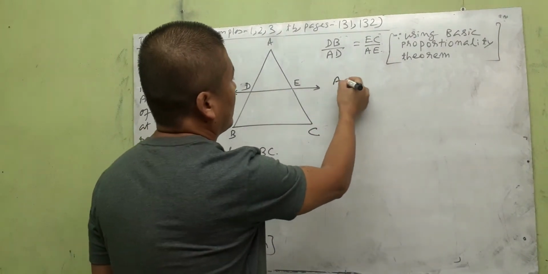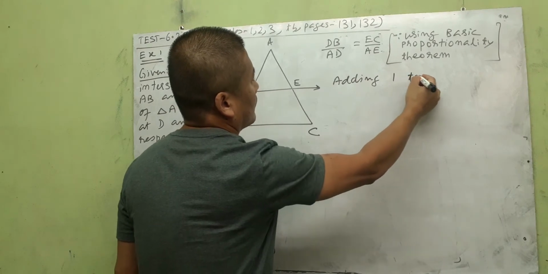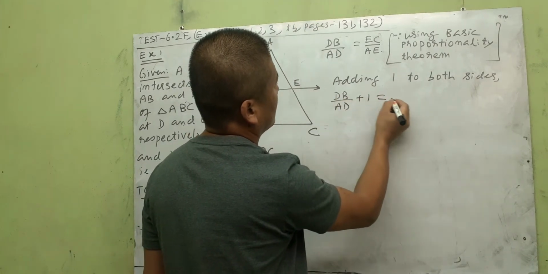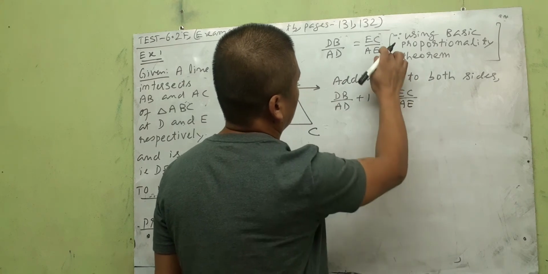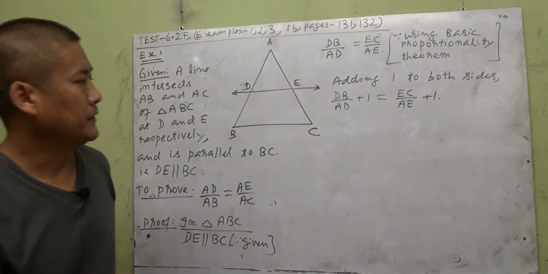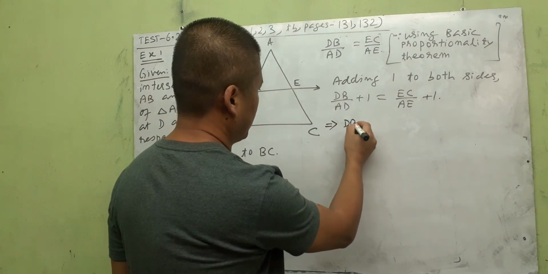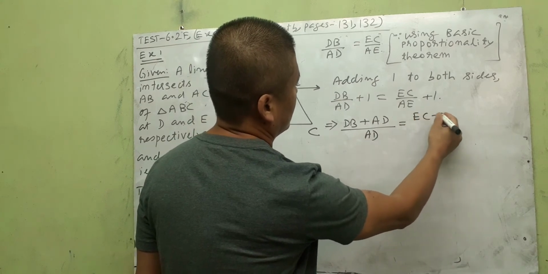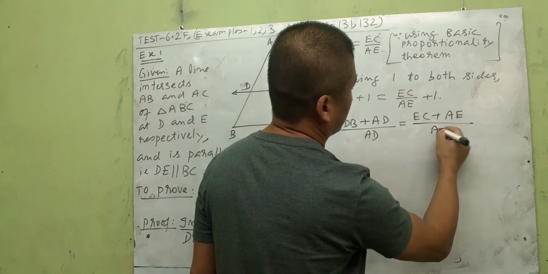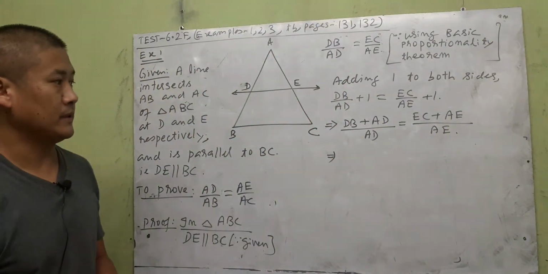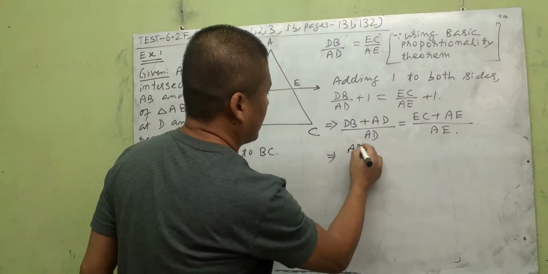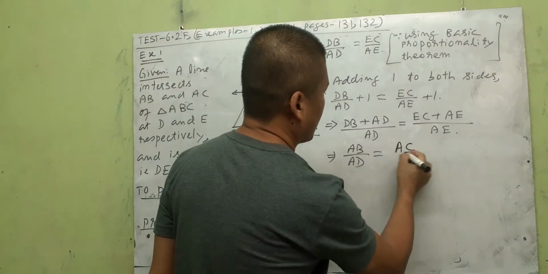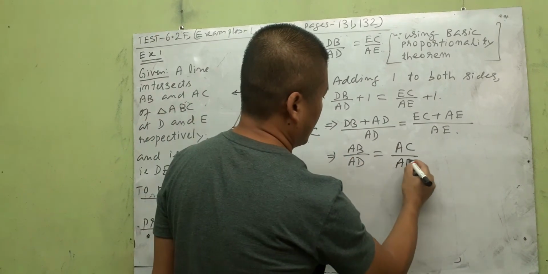Now adding 1 to both sides, let us do that. The meaning is DB by AD is added to 1, and right hand side also EC by AE is added to 1. That's allowed, right? If you do that, then you're going to get here, by simplification, AD into 1 is AD. Then EC plus AE into 1 is AE. So that will give you DB plus AD. So DB plus AD is the full line AB by AD, and EC plus AE is the full line AC by AE.